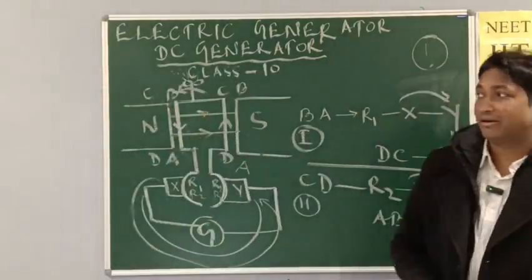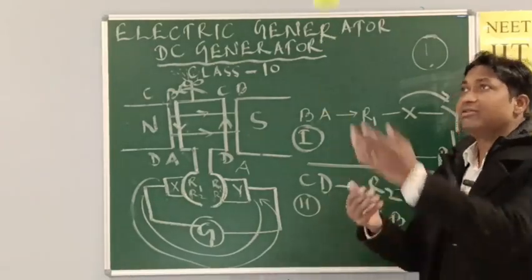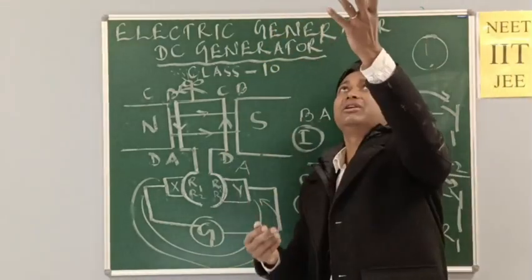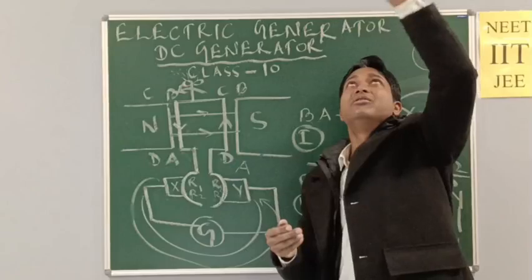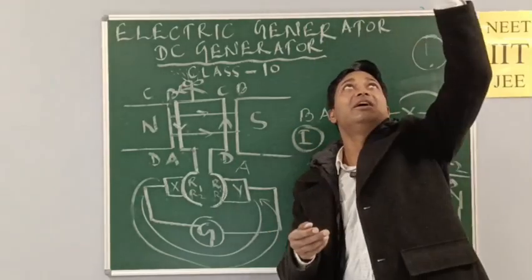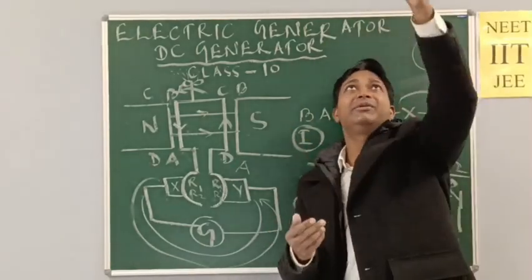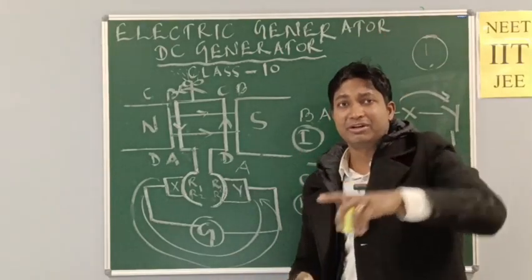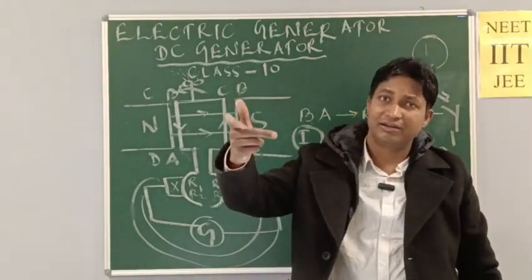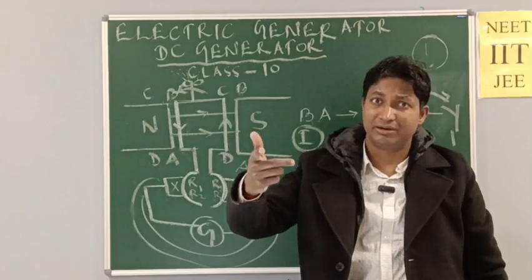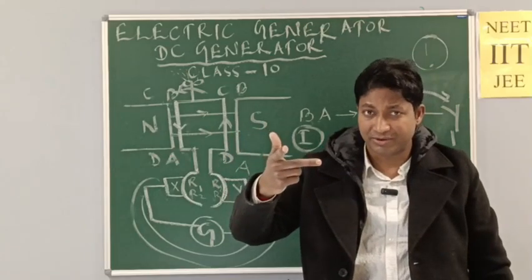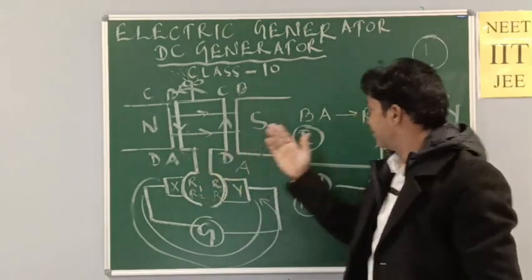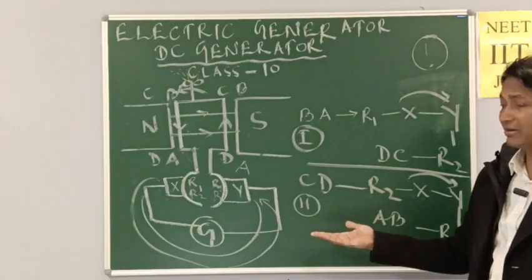It is the DC generator. Very easy. First of all, the purpose: why you select a magnet, why you select a coil, why you keep it in contact with slit ring and carbon brush, and why you apply Fleming's right hand rule, because we want to know the direction of induced current. And like this is the DC generator.